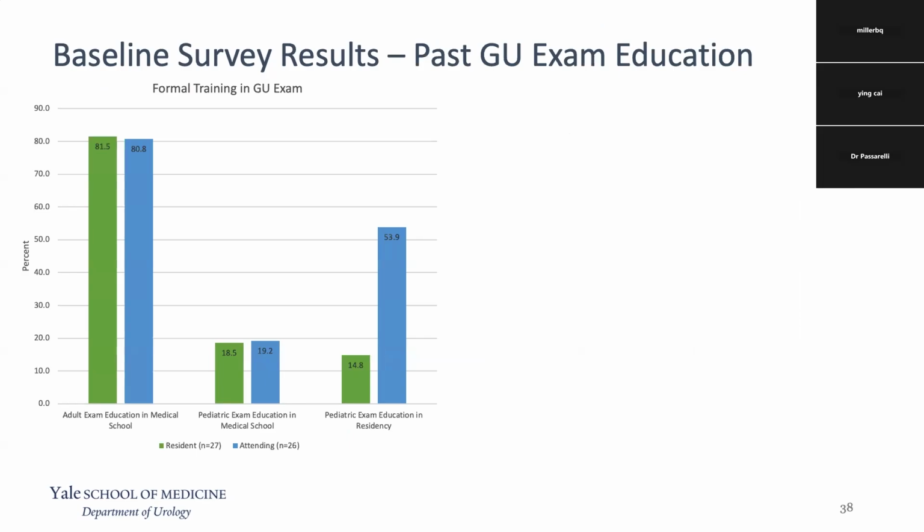So we asked them what their prior training was, similar to the global needs assessment we had done previously. And most reported that they learned how to perform the adult GU exam in medical school, but less than 20% reported ever learning how to perform the pediatric GU exam in medical school. And in terms of residency, only 15% of residents reported getting any training in the exam, which was true for only about half of the attendings.